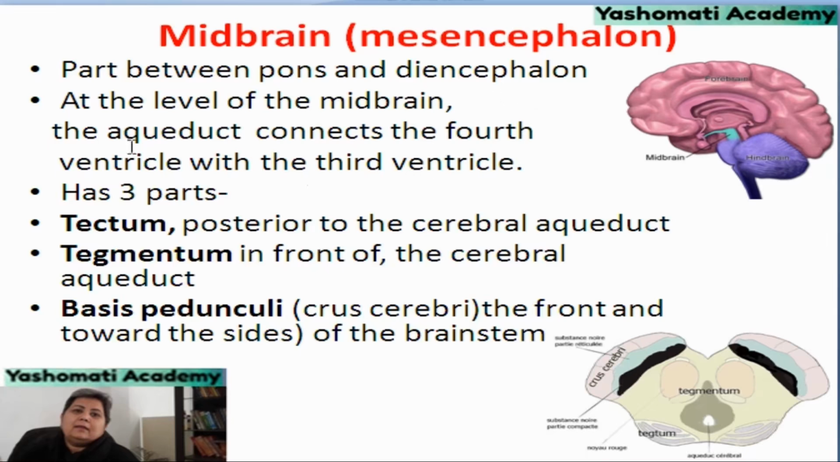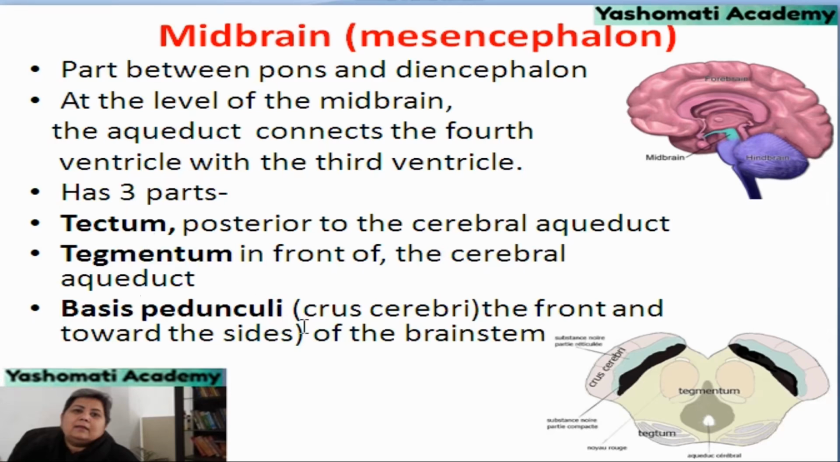So this is about the location of the midbrain, and it is very important to understand because based on this aqueduct we will see that different parts of the midbrain have been named differently. The midbrain further consists of three parts, that is tectum, tegmentum and basis peduncle.